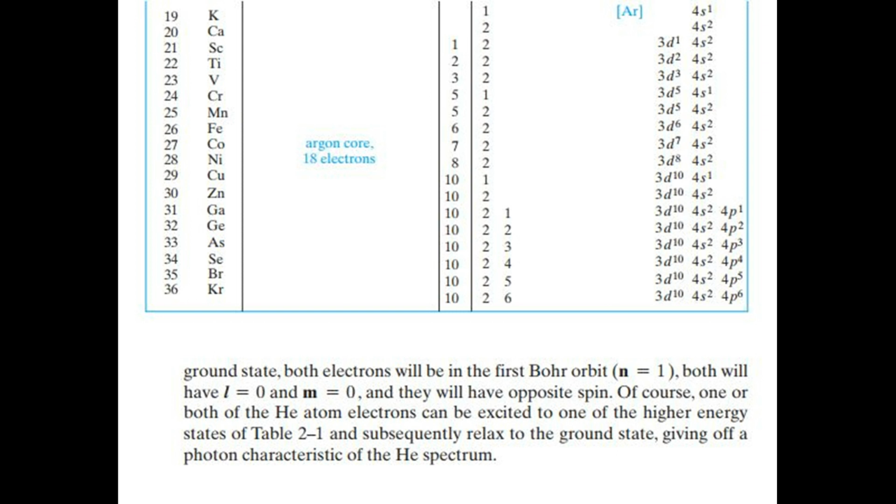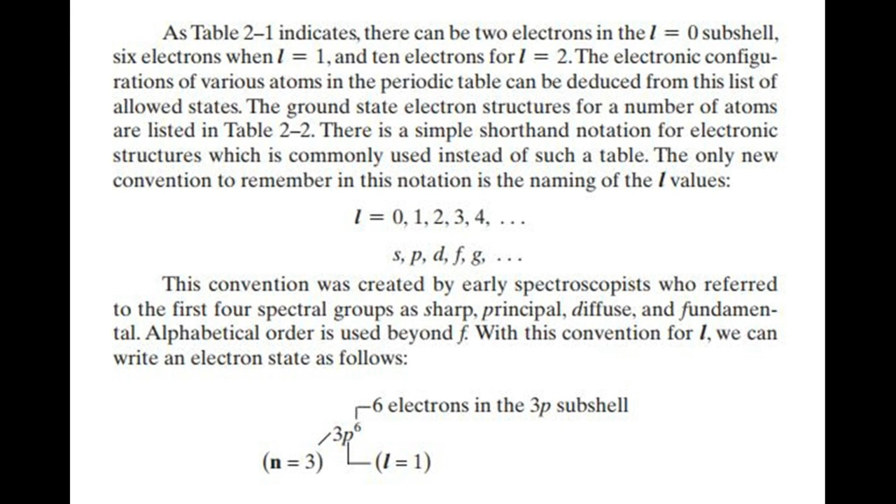have opposite spin. Of course, one or both of the He atom electrons can be excited to one of the higher energy states of Table 2.1 and subsequently relax to the ground state, giving off a photon characteristic of the He spectrum. Table 2.1: quantum numbers to n equals 3 and allowable states for the electron in a hydrogen atom. The first four columns show the various combinations of quantum numbers allowed by the selection rules of Eq. 2.46, the last two columns indicate the number of allowed states, combinations of n, l, m, and s, for each l subshell and n shell, or Bohr orbit.